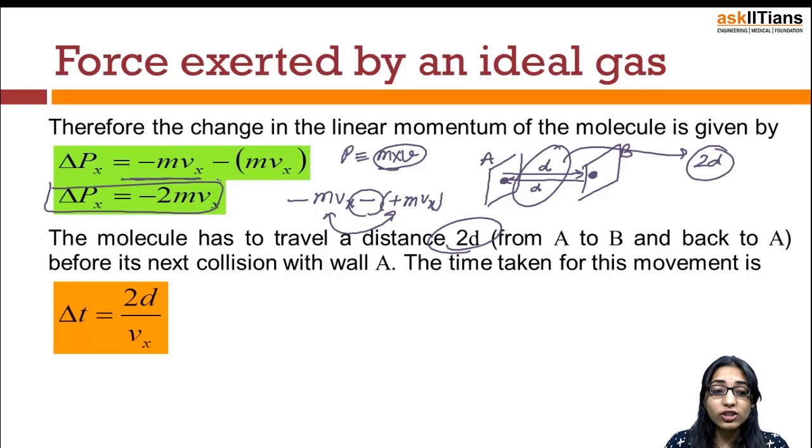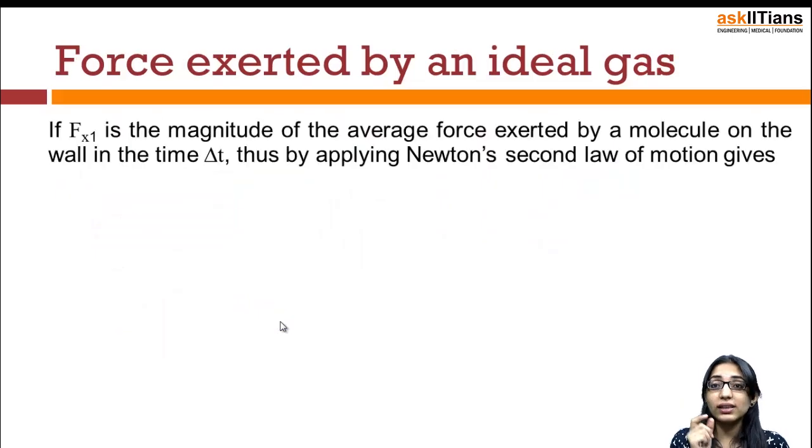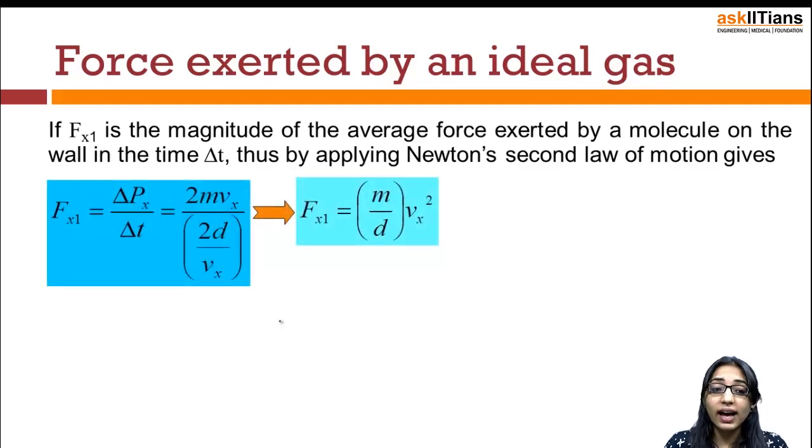So we know what the change in the momentum is. Also we know what the time taken will be, because the velocity is known to me. So the time taken will be the total distance traveled, 2D, divided by the velocity in one direction, that is Vx. So now you know what the change in the momentum is and the time in which that momentum is changing. If I continue further, I can say that if Fx1 is the magnitude of the average force exerted by the molecule on the wall in the time delta t, so you have that time period delta t as that time span.